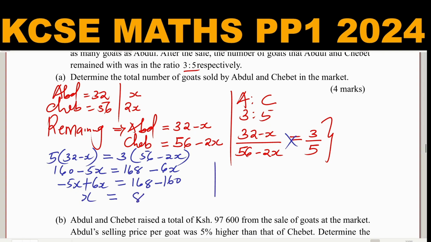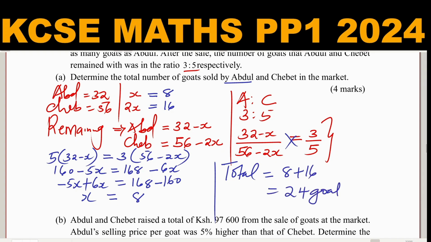So X is 8, and therefore the total number of goats sold by Abdul, X, is 8 goats, and then Chebet is 2 times X, 2 times 8, which is 16. Now we can answer the question, the total number of goats sold by Abdul and Chebet. Total is equal to 8 plus 16, so that is a total of 24 goats. So that is how you're supposed to solve the first part. We go to part B.